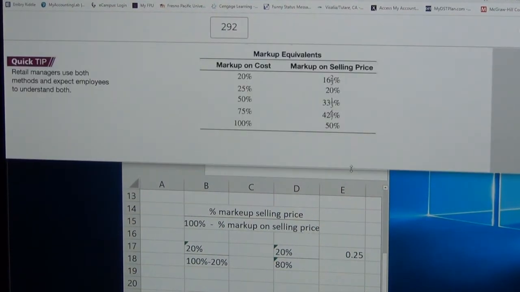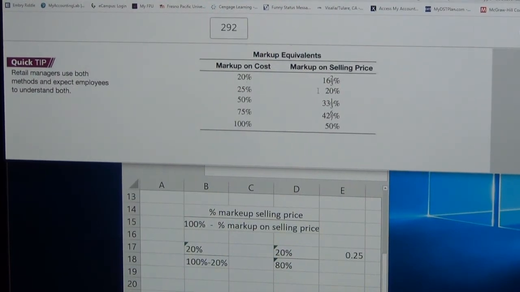Okay, so there's a table here that looks at the markup equivalents. On the left side you see the markup on cost, and then the equivalent markup on selling price. Rather than having to go through those computations that we just figured out on the percentages, you could just use the lookup tables. A markup on cost of 20% is equivalent to 16 2/3% on selling price. 25% is 20%, 50% is 33 1/3%, 75% is 42 6/7%, and 100% markup on cost is equivalent to a 50% markup on selling price.